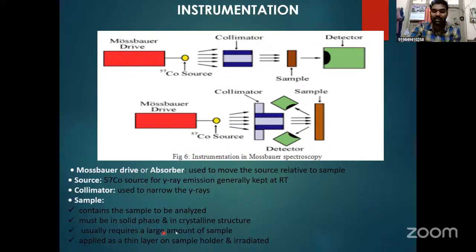It usually requires a large amount of sample. So this instrumentation requires a large amount of sample, applied as a thin layer on the sample holder and irradiated. On the sample holder, it is applied as a thin layer, okay, and it is irradiated.